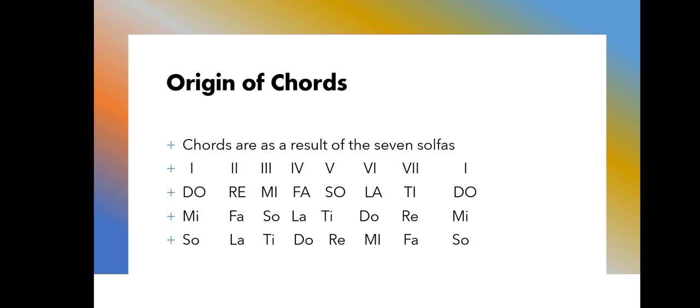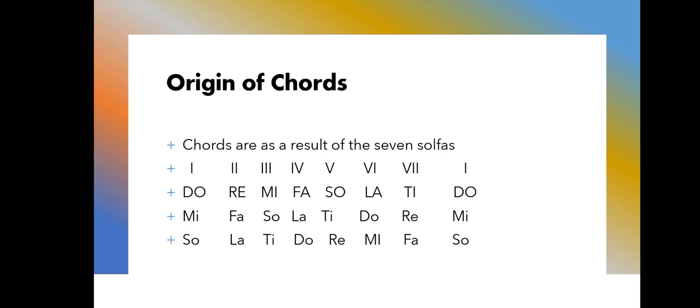Like this one, the first chord is do, mi, so. That means we have skipped re. There's re between do and mi, and there's also fa between mi and so. So you choose alternating notes to make a chord. That's how we can make a chord. There's do, mi, so. That's chord one.